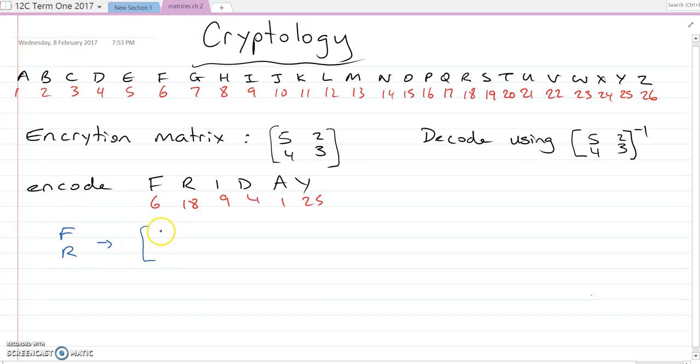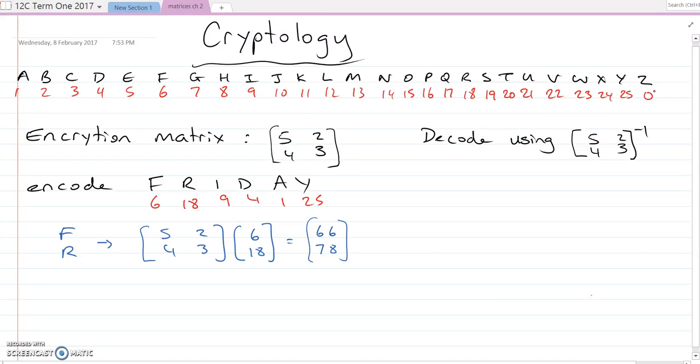So we take the matrix 5, 2, 4, 3 and multiply it by 6 and 18 for the F and the R. 5 times 6 is 30, 2 times 18 is 36, so I get 66. For the next one, 4 times 6 is 24, and 3 times 18 is 54, which gives 78. One thing coming back up here, I made a little mistake. This Z, we're actually going to make that 0 instead of 26.